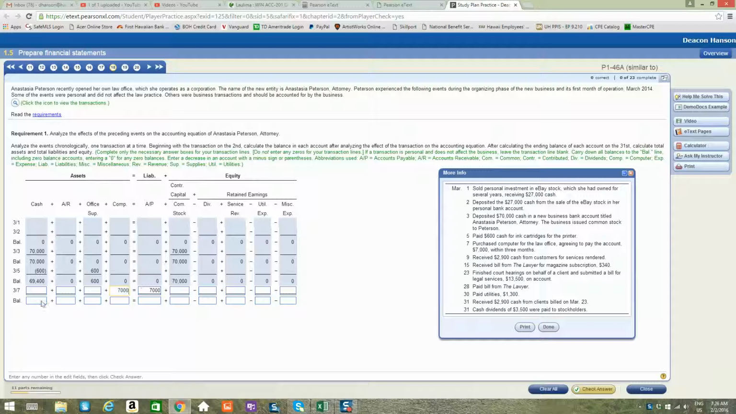We'll bring down our balances because we always rebalance after every transaction in this type of problem. Okay, so I'm just dropping the balances down. Now I have a $7,000 computer balance and a $7,000 accounts payable balance. Nothing changed with my common stock, 70,000, and then everything else is 0.